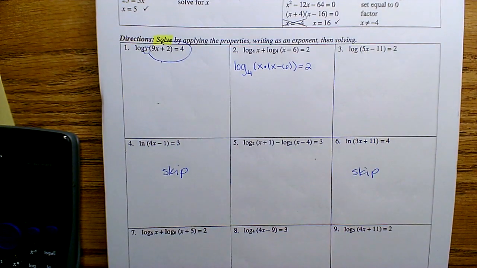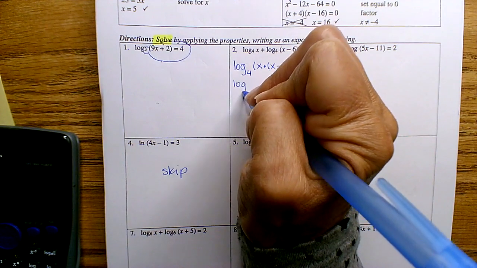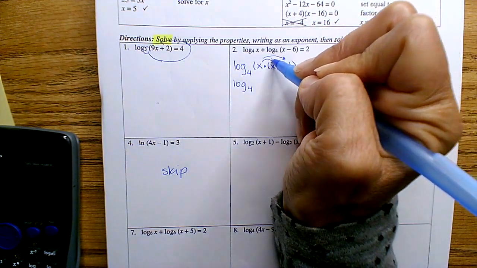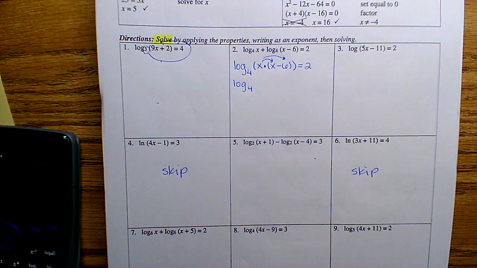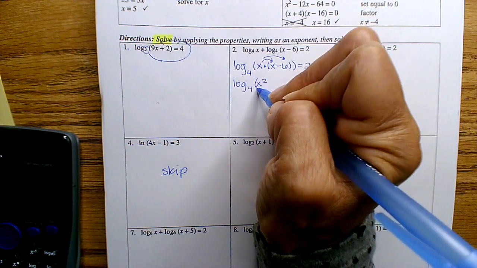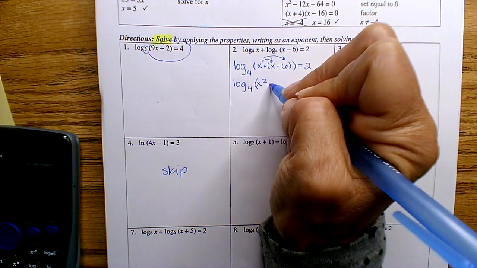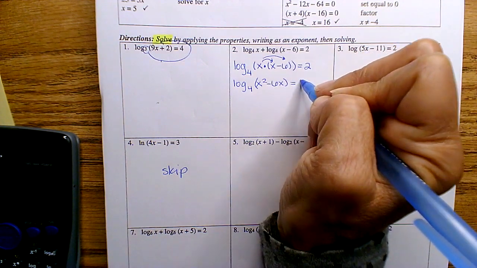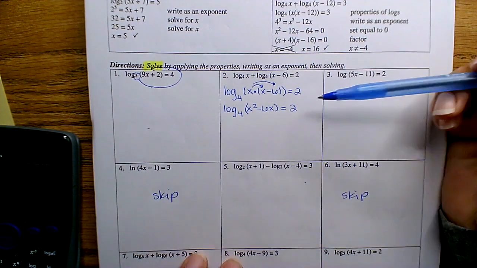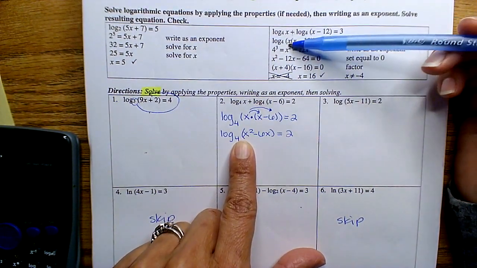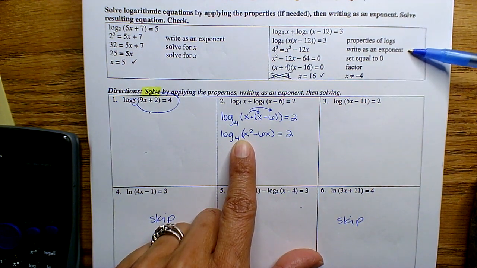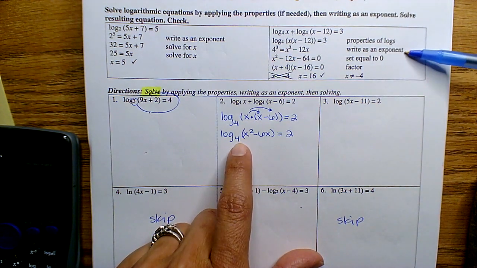Okay, so what they didn't show is the step prior where you're going to go ahead and distribute. So distribute that x. So x times x is x squared. X times negative 6 is negative 6x. And now, this is a step that it didn't show in the middle here. Now we're going to go ahead and write in exponential form. So we're going to go from log to exponential.